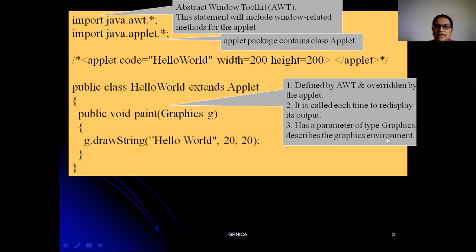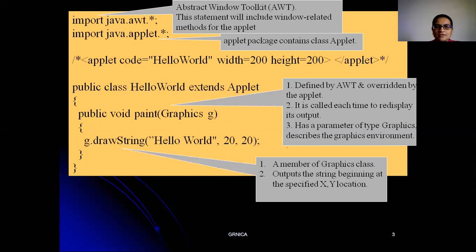It describes a graphics environment, indicating that once you have executed the program, hello world should print. Drawstring indicates that we are just printing it. And next, here drawstring is a method, a member of the Graphics class. It outputs a string beginning at the specified x and y location.